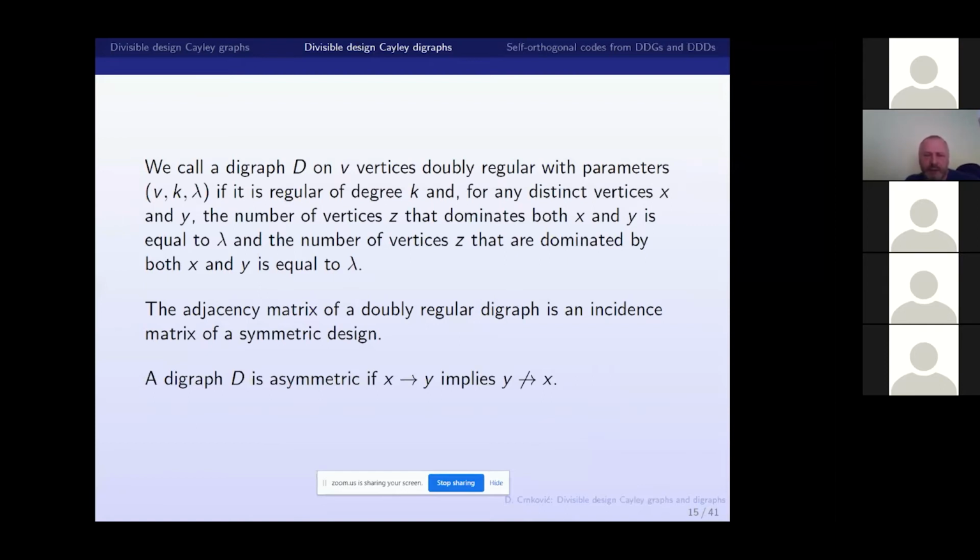The JCC matrix of a doubly regular digraph is an incidence matrix of a symmetric design. This is also known. And the digraph D is asymmetric if the fact that we have an arc from x to y implies that we don't have the opposite arc.